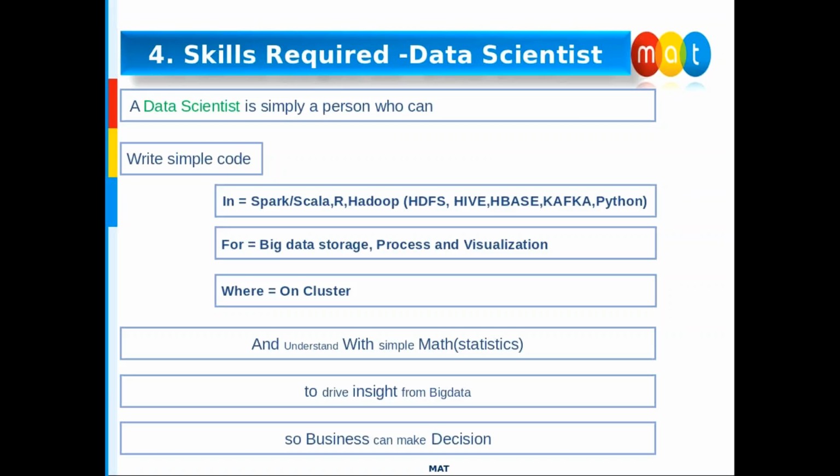Did you understand now? Who can become a data scientist? Anybody can become a data scientist. You don't require a great degree or great knowledge. You can start from here.